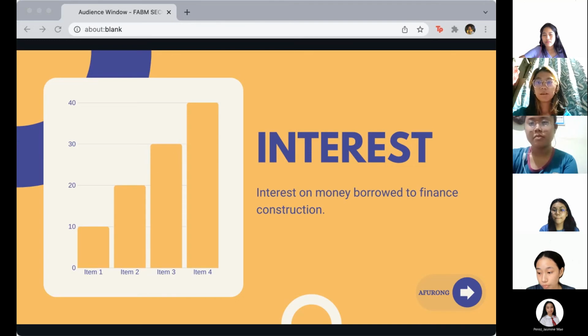Interest. Interest on money borrowed to finance construction. Halave should capitalize the interest on money borrowed to finance construction.